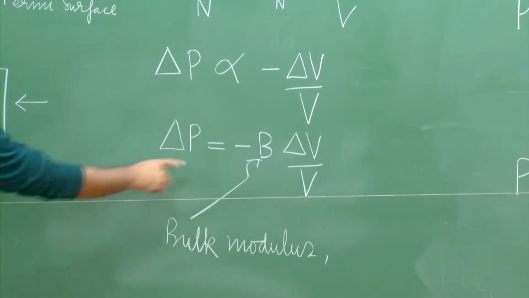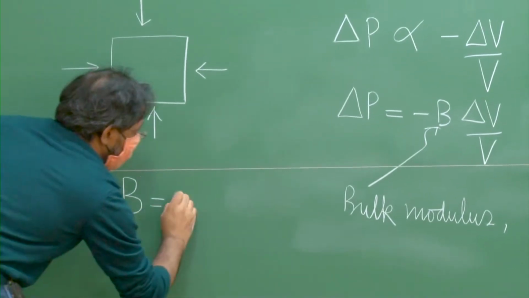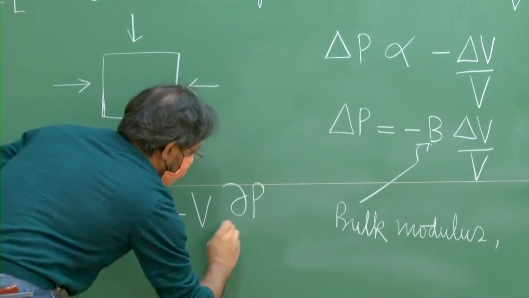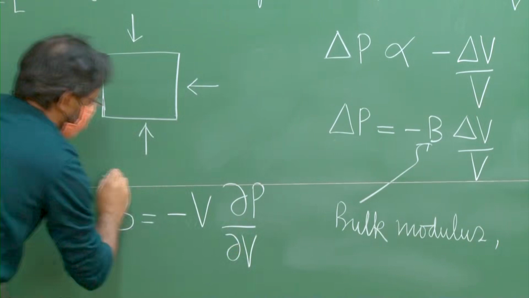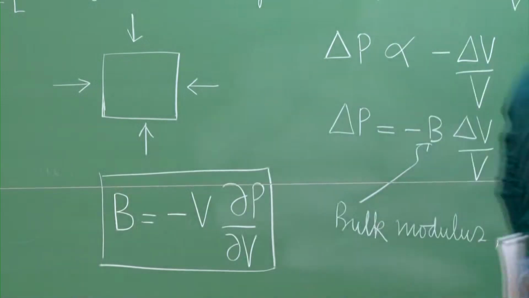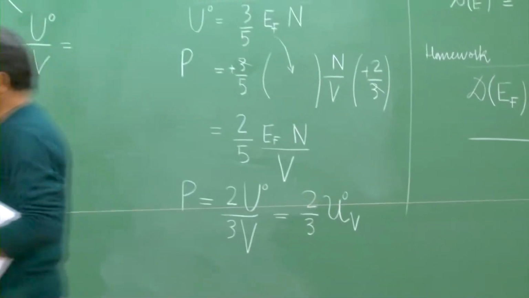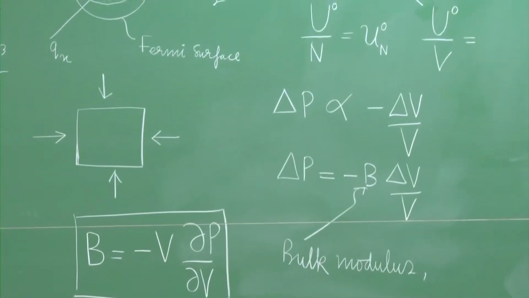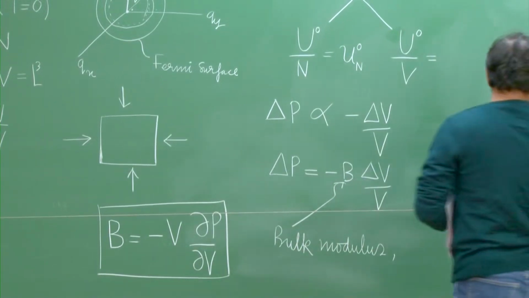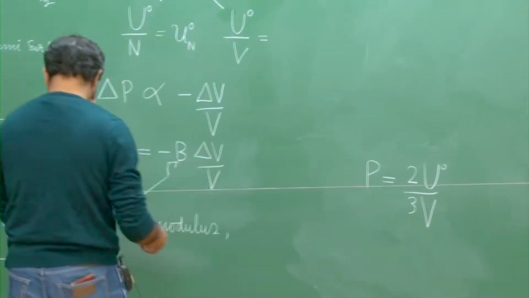From this you can write an expression for B. The expression for B would then be simply minus V times del P del V at a fixed n. So this time we have to take the derivative of P to get the bulk modulus. Okay, so let's do that. It's like taking the second derivative of u naught. So you already know what is going to happen. It's like, you already took the derivative of u with respect to V, right?